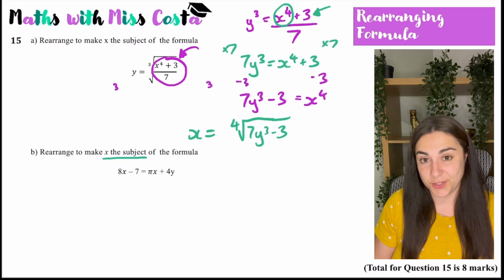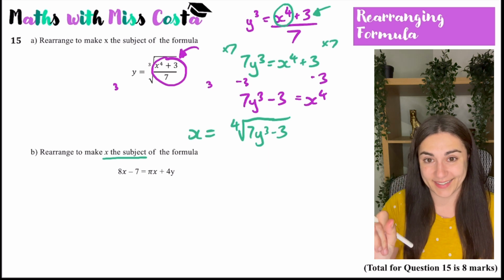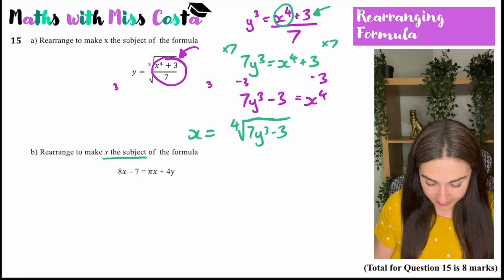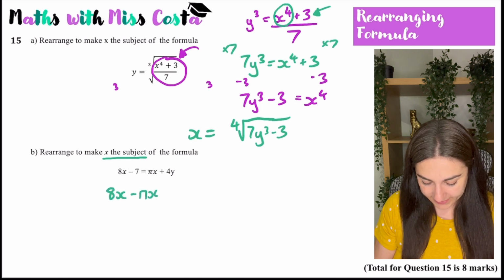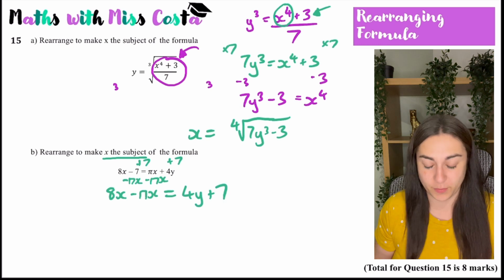Over here we've got another subject of the formula. So you've got 2 terms that have x in it. So what you want to do, if you've got 2 terms that have x in it, is bring them both to the same side, and then you're going to want to factorize. So let's move everything around. So you've got 8x minus pi x. I'm going to take pi x from both sides, and at the same time I'm then going to add 7 just to make it a little bit quicker. So that would equal 4y plus 7. You could have done it in 2 steps if you prefer.